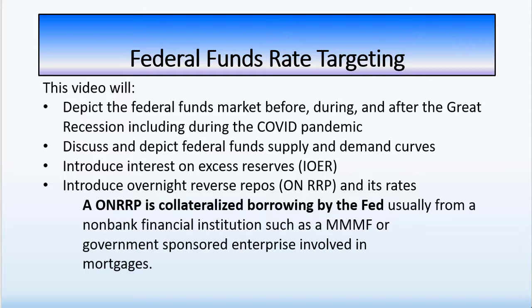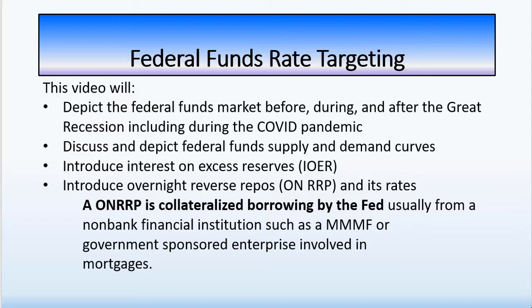Overnight reverse repos are basically a collateralized borrowing by the Fed. The Fed is borrowing money using the collateral it has on its asset side of its balance sheet. It's borrowing money from non-bank financial institutions typically, such as money market mutual funds or government-sponsored enterprises that deal in the mortgage markets like Fannie Mae and Freddie Mac.